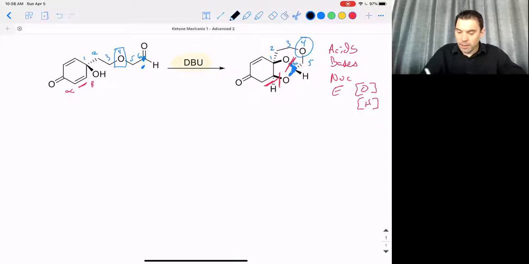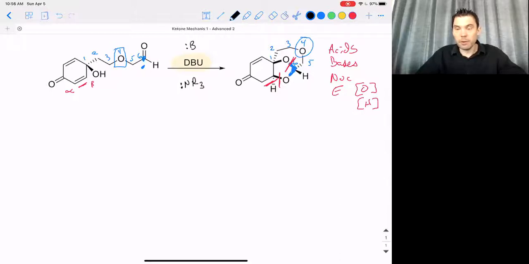In this particular case, DBU is an amine base. It's typically classified as a non-nucleophilic strong base. And so we can use the general formula NR3 for that. Or if you prefer, we can simply use B with a lone pair for our mechanism.